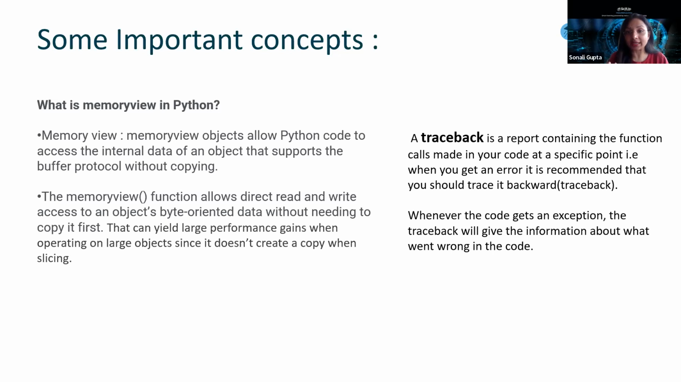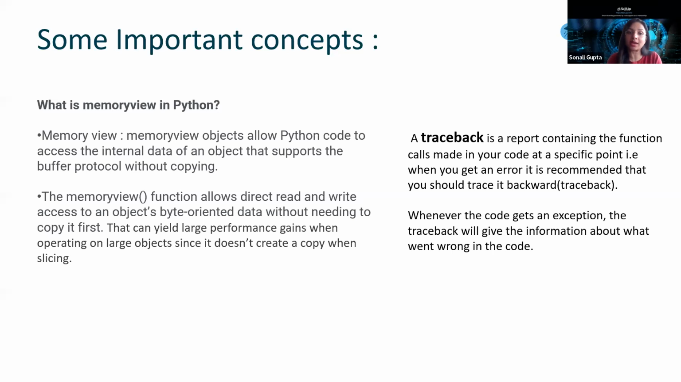So we'll give you a practical implementation of what exactly memoryview does in the next Jupyter notebook session. Then we have a concept known as traceback. So what do you understand by it? Basically, traceback is a report that contains the function calls made in your code at a specific point. That is, whenever you get an error when you use exceptions in your program.